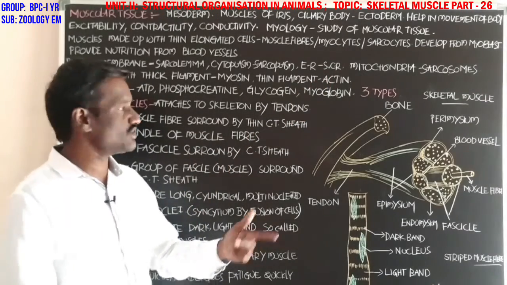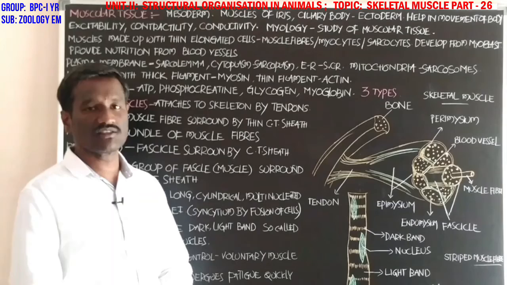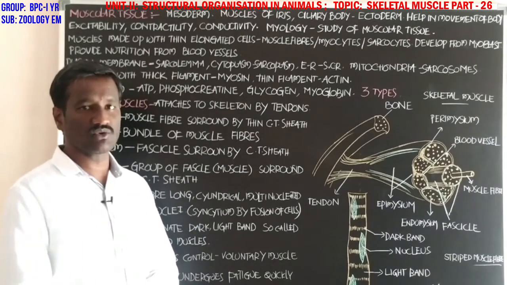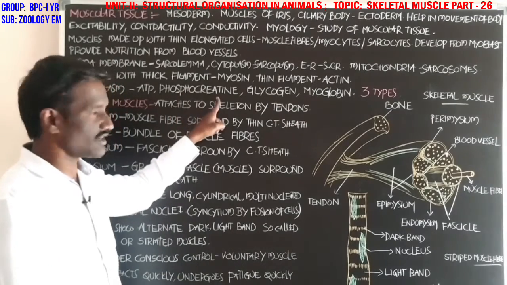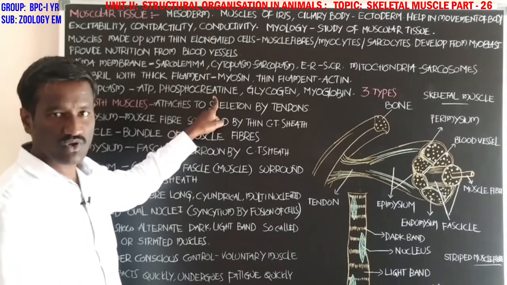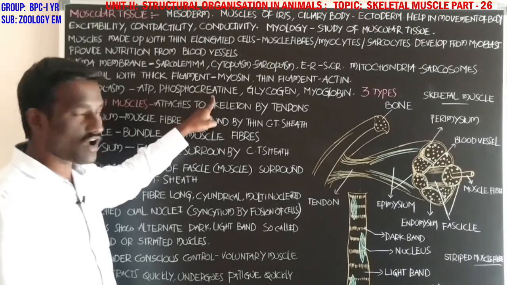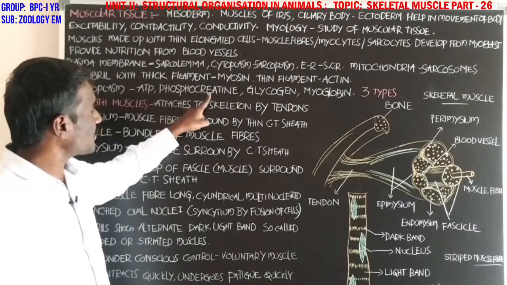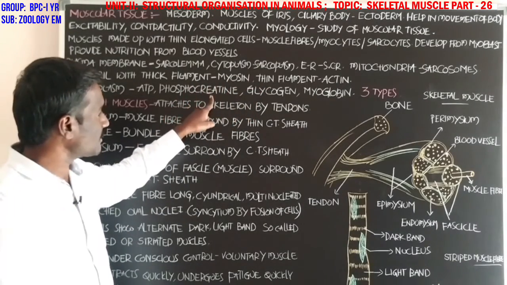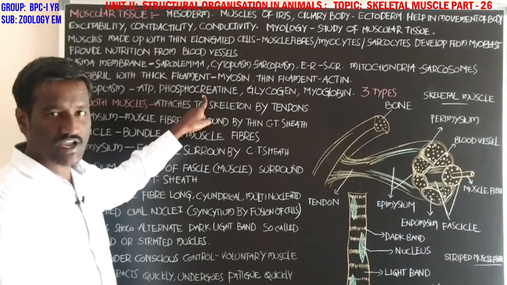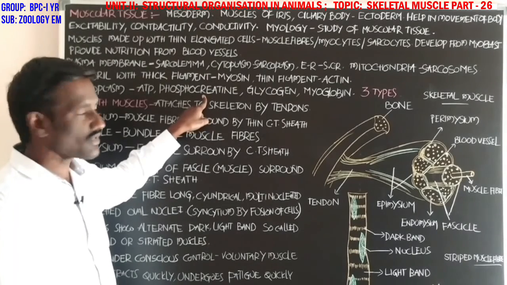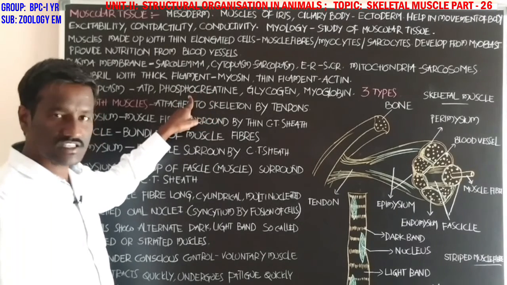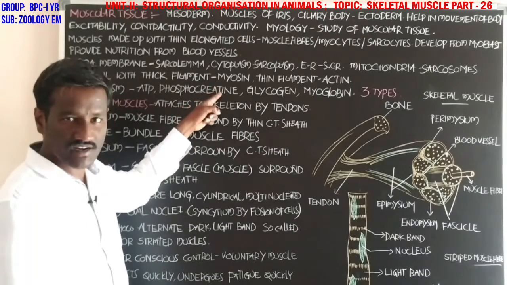Actin filament, myosin filament. Next, the sarcoplasm, students. Sarcoplasm also contains adenosine triphosphate molecules and phosphocreatine. Phosphocreatine is the energy site in the cytoplasm of the muscle fiber; it releases phosphate and converts into creatinine.